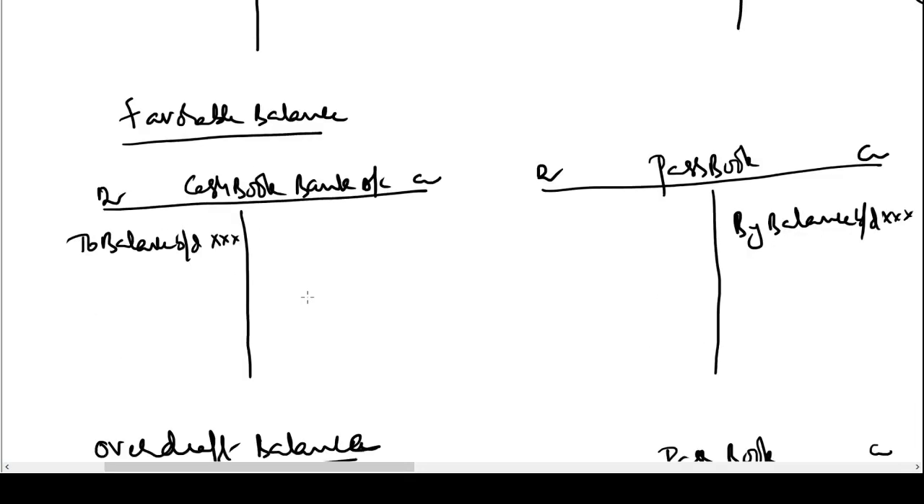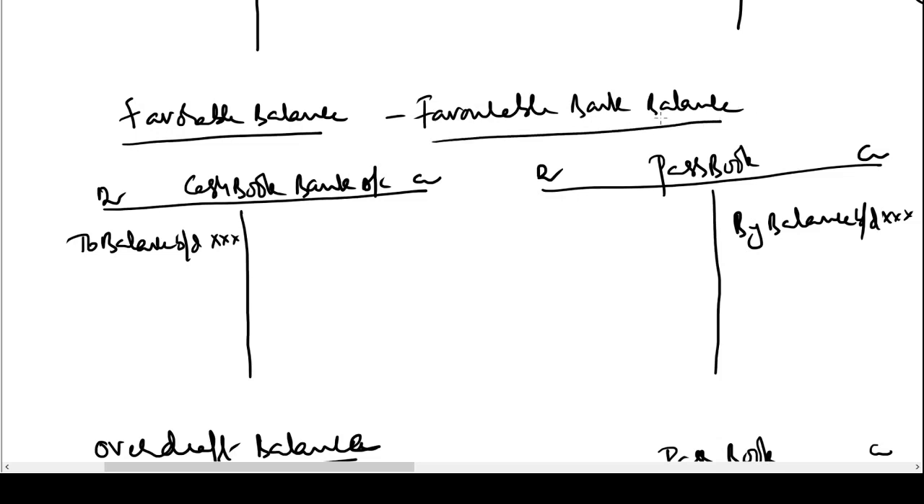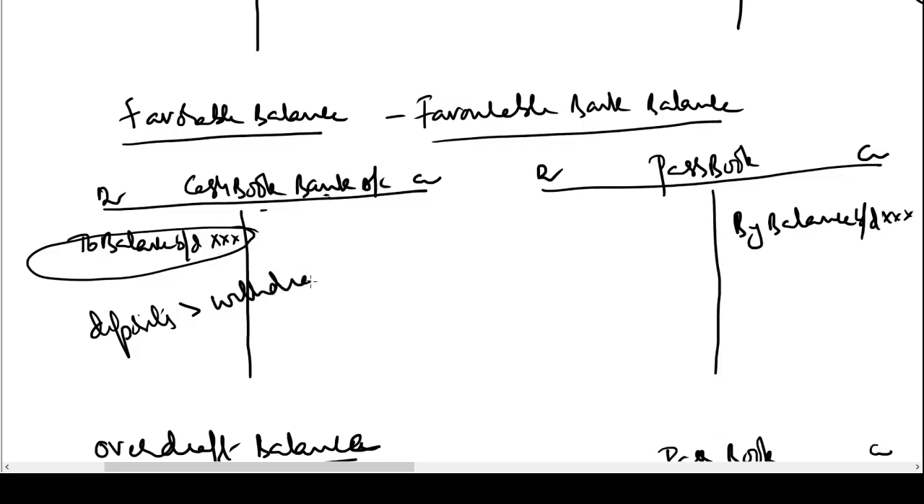Now, in this topic, we'll hear this word favorable balance, favorable bank balance, many times. So what do you mean by a favorable bank balance? Favorable bank balance is nothing but having money in your bank account. So when you have money in your bank account, it is a favorable balance. So in the cash book bank account or bank column, in our books, when we have a debit side balance, the balance brought down. When will we have a debit balance? Only when deposits are greater than withdrawals.